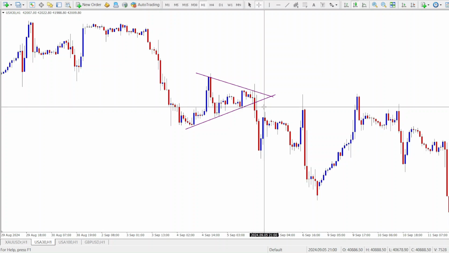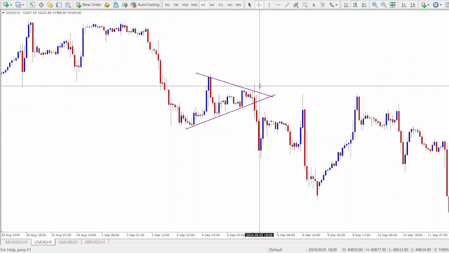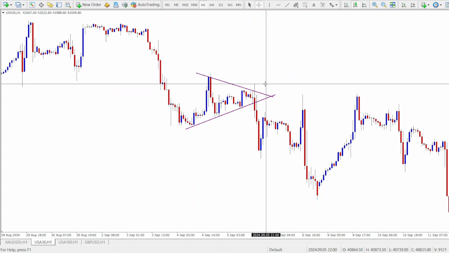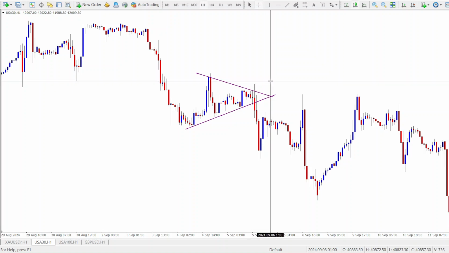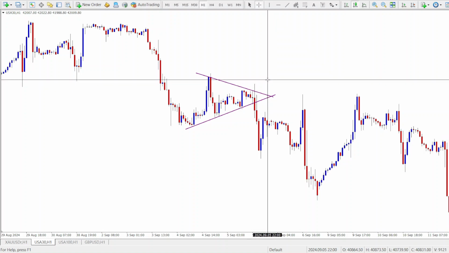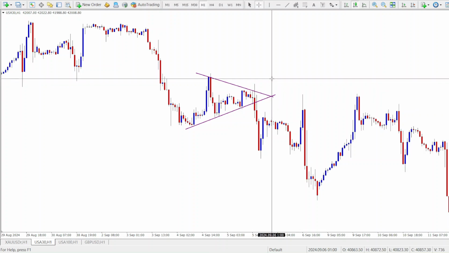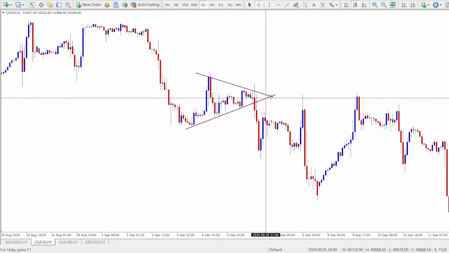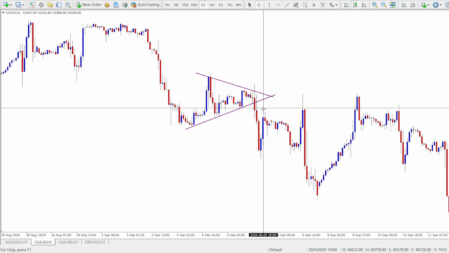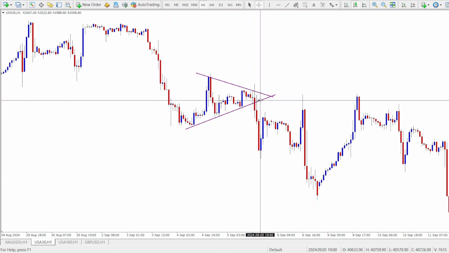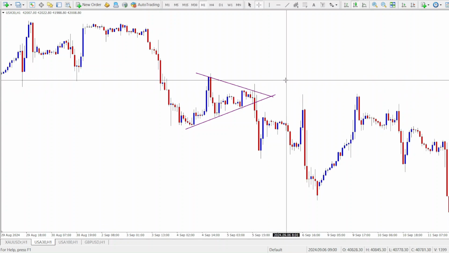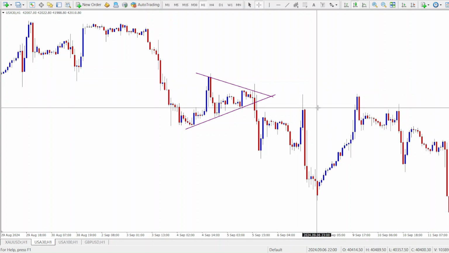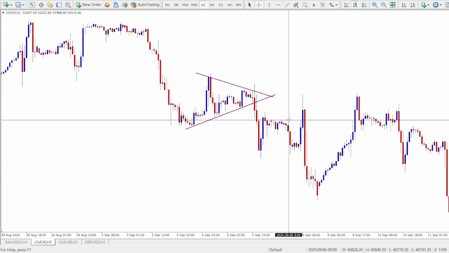Now for the stop loss, just set it above the highest point of the pennant, or you can consider either here or here. This is also a good point to set your stop loss, as it's going to protect you against false breakouts. Because if you set your stop loss just here, there could be some movements again. Price can perhaps retrace back into the pennant, so it's ideal that you set it outside the pennant.